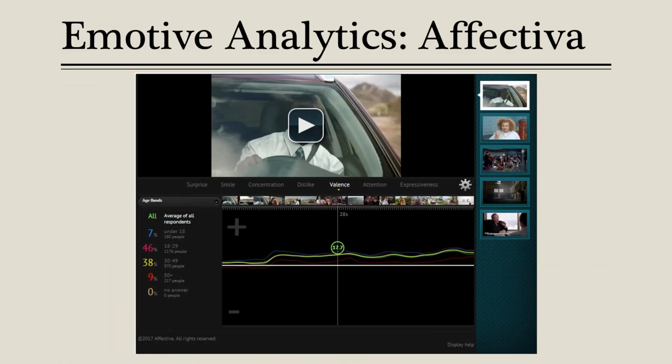I'm also interested in emotive analytics. One of the newest and most effective ways of measuring a video's effectiveness is to record a person's face and how they feel about the video. And this screenshot is just one tool out there. It's called AffDex.me by Affectiva. And as people watch the video, the graph below the video shows how people are responding to that video.